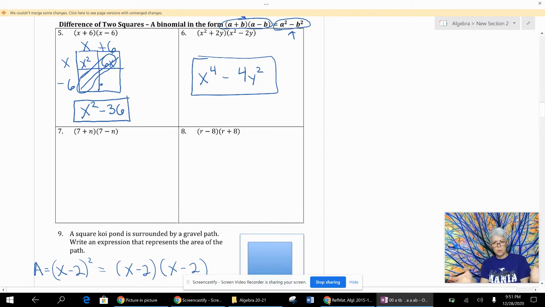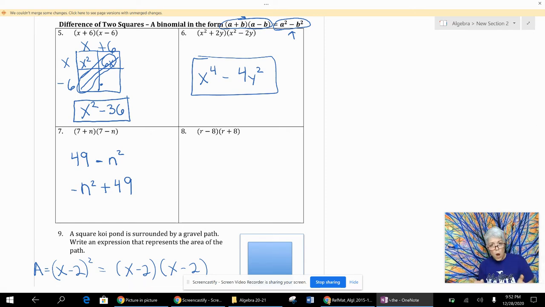Let's do the next one. Next one, the numbers and the variables flipped. It still works the same way. Okay, the first one, 7. 7 squared is 49. N squared is n squared. And then I'm going to put a minus sign. So I could write it, I could flip it if I want to put the n in the front, but make sure that you pass that negative along with it.